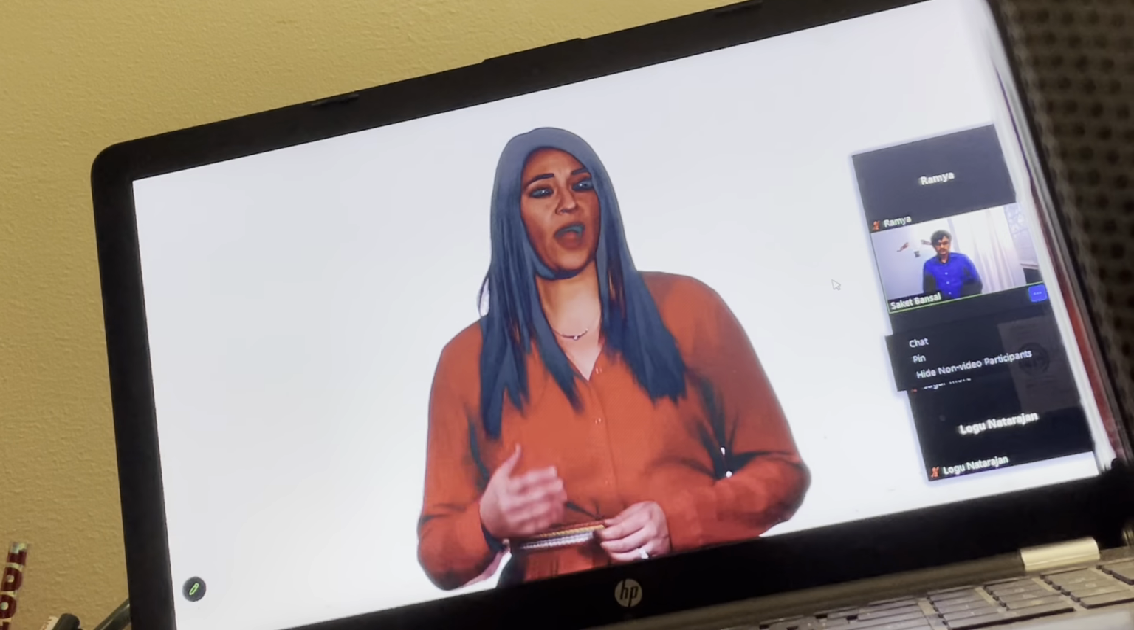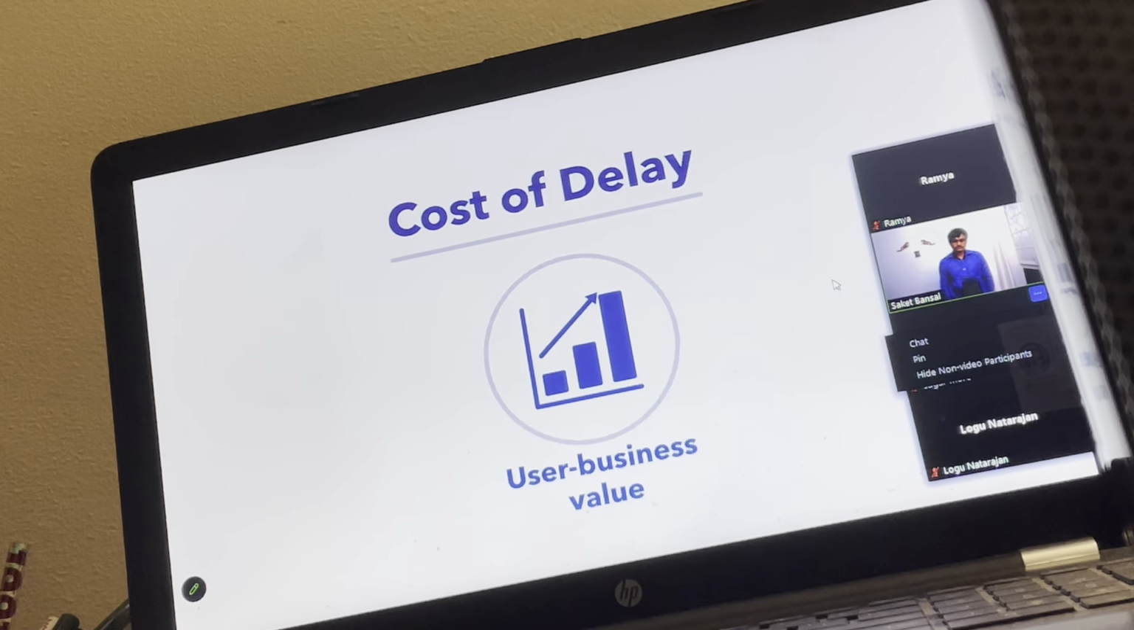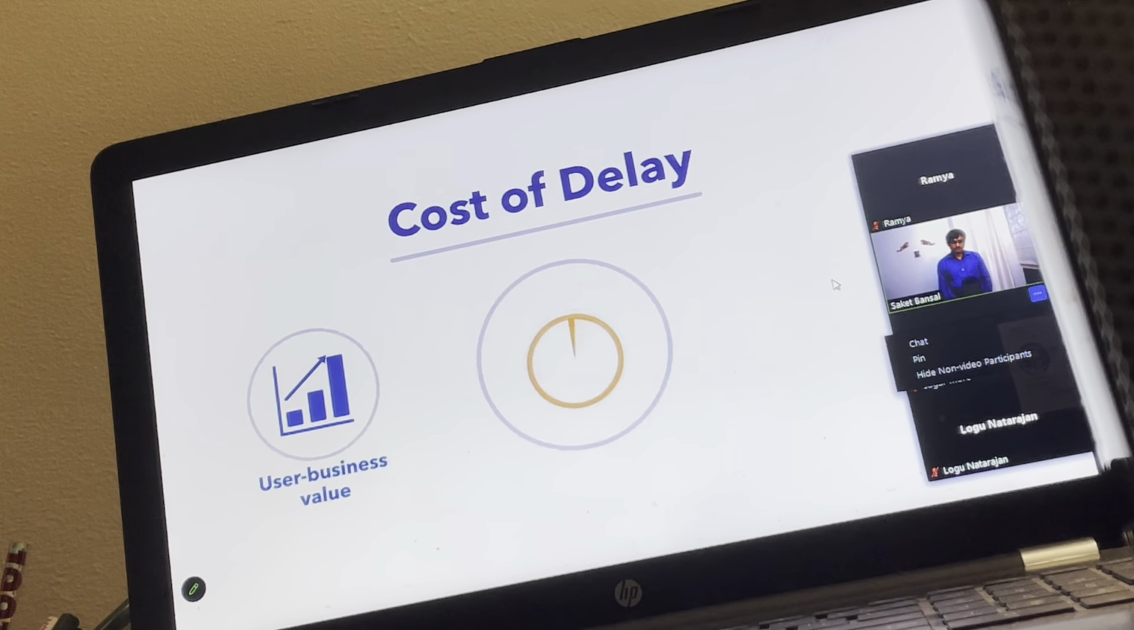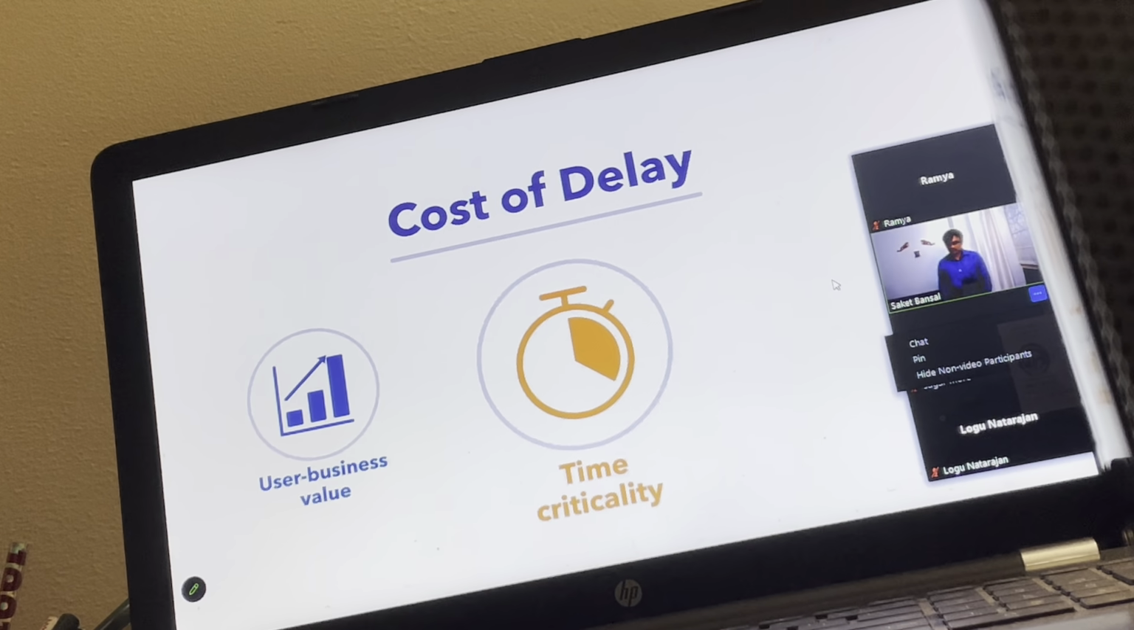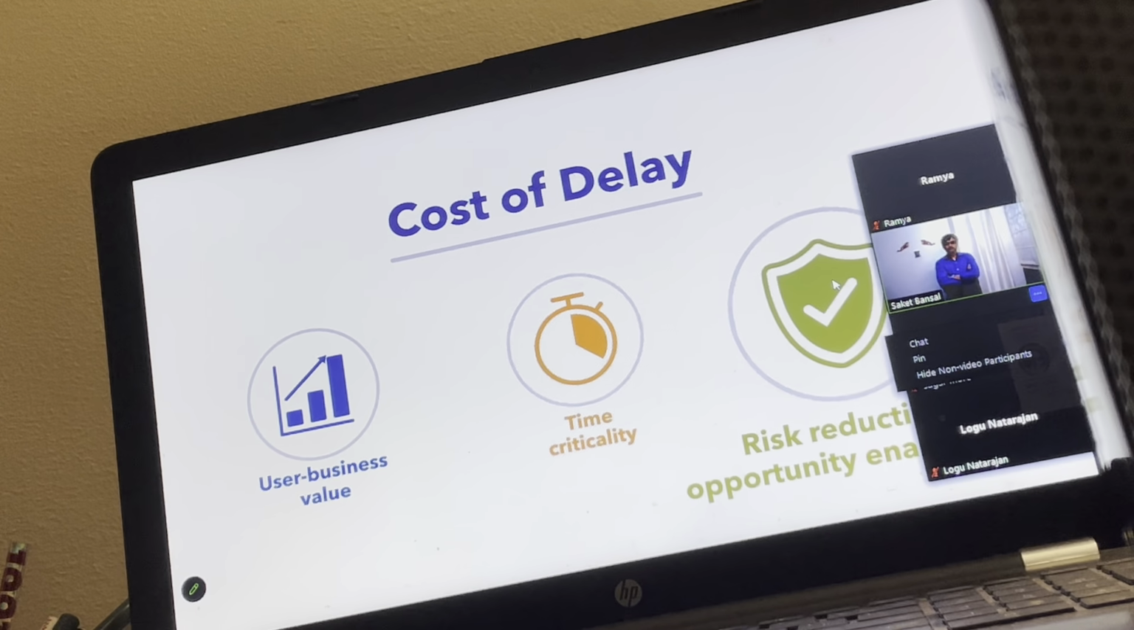SAFe uses 3 primary components that contribute to cost of delay. User business value. What's the relative value to the user or the business? What's the revenue impact on our business? Time criticality. How does user business value decay over time? Is there a fixed deadline? Will customers wait for us, or move to another solution? Risk reduction and opportunity enablement. What else does this do for our business? Does it reduce the risk of this or a future delivery? Does it enable other business opportunities?